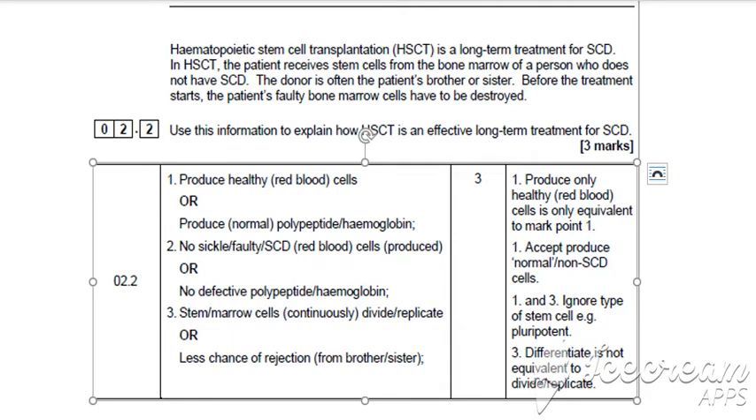And then the third marking point is the idea that because they've used stem cells, then the stem cells from the bone marrow, then they would continuously divide and replicate in order to make these healthy red blood cells. Or we could also link in the fact that, as it tells us in the question, that the donor is often the patient's brother or sister, then there is a lot less chance of rejection from happening.